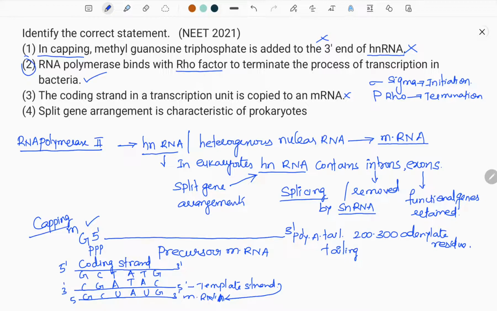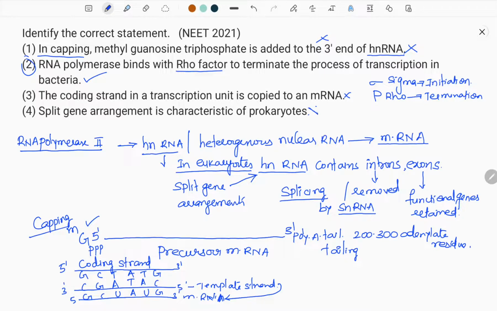The split gene arrangement is characteristic of prokaryotes. I told you that split gene arrangement is present only in eukaryotes. It's not present in prokaryotes. There are no introns in prokaryotes. So when there are no introns, there is no splicing, there is no capping, there is no tailing, there is no processing of mRNA. All that are not seen in the prokaryotes. So this statement is also wrong.